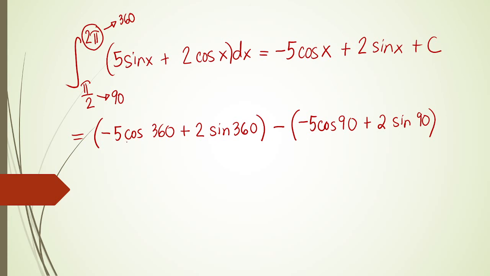What is the value of cosine 360? 1, sir. So this is -5, right? Yes, sir. Okay, this is 1. What is the value of sine 360? 0, sir. So meaning, this is 0. 2 times 0 is 0, no need to write plus 2. Okay? Next, what is cosine 90? 0, sir. So meaning this is 0. What is sine 90? 1, sir.